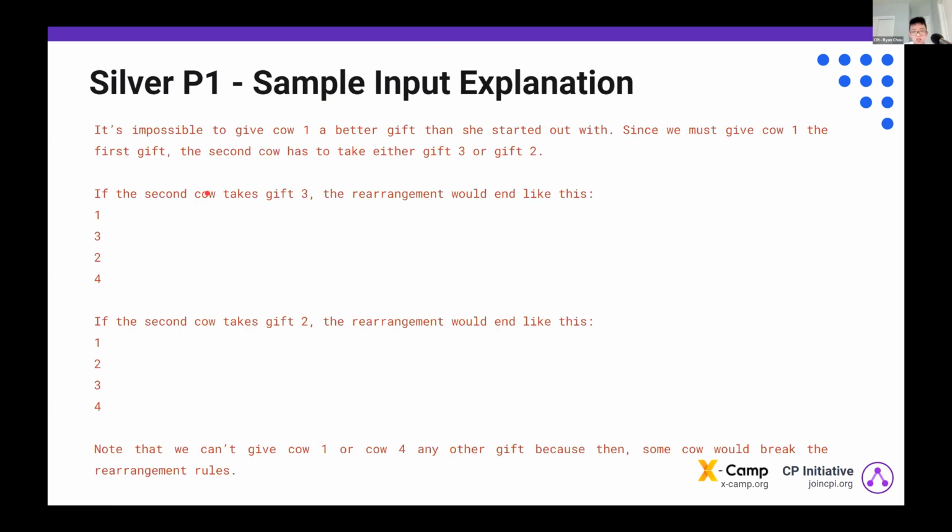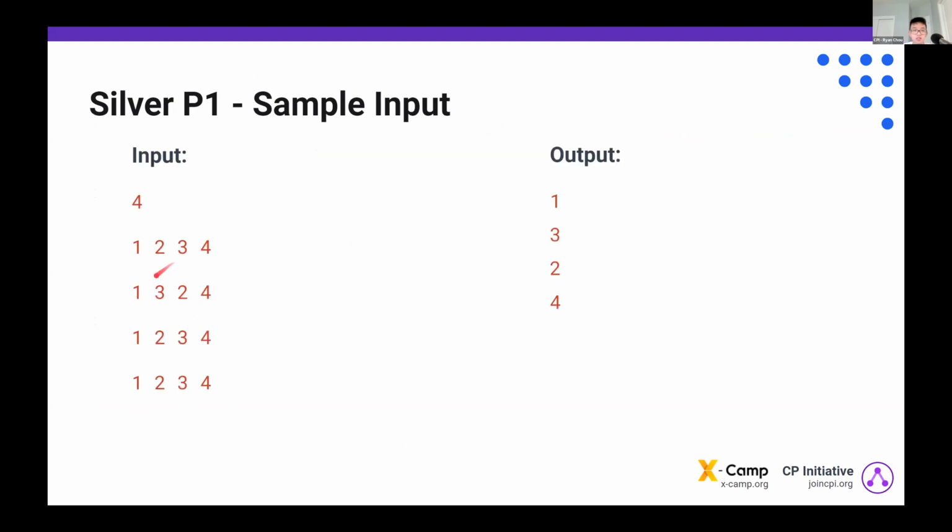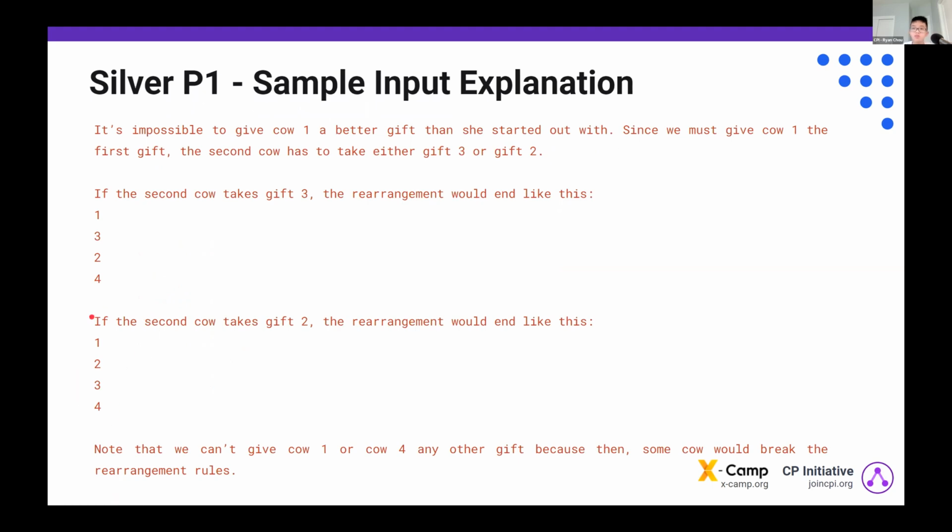And then in this case, the second cow acts as a choice. If she takes gift 3, then the third cow would take gift 2. If she takes gift 2, then the third cow would take gift 3. And both of these work because in the first case, you're taking a present that's not yours, and then another cow is taking your present. So no gifts go unassigned, and all of the elements are in their correct positions. Or we can just go back to choosing the gift that you set out with.